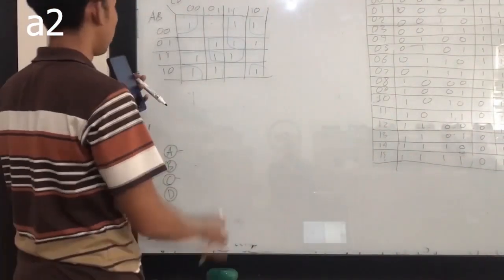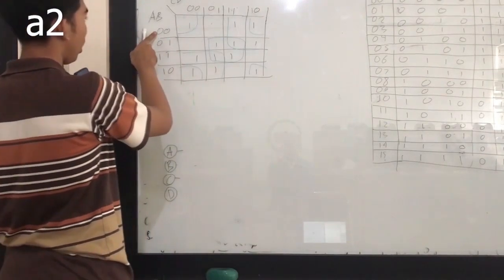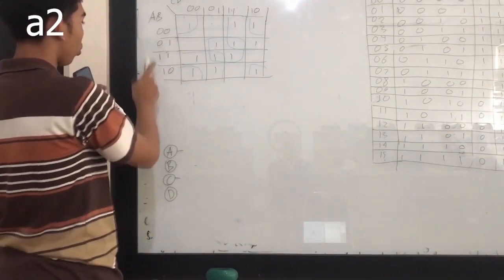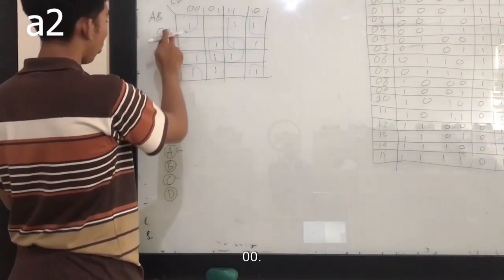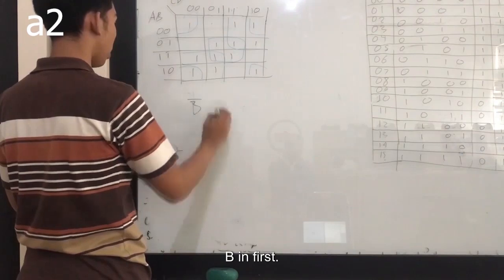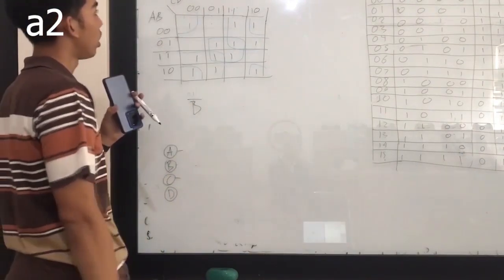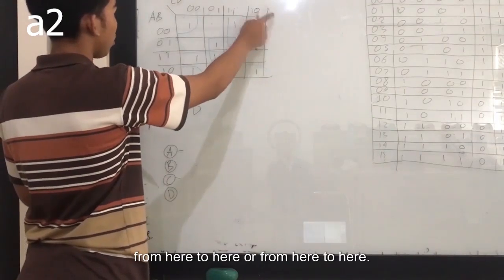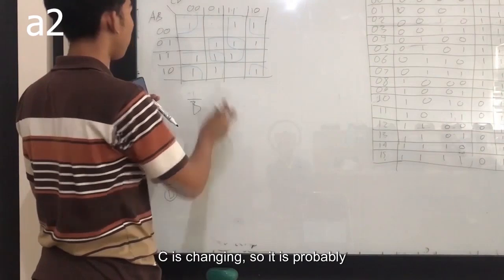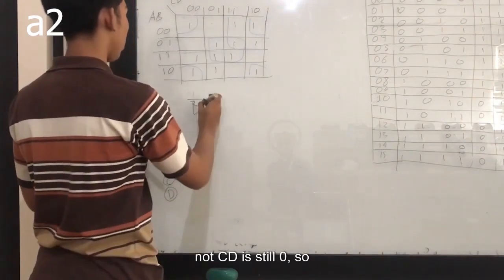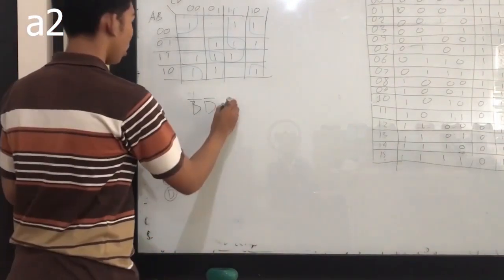Okay, now let's identify. The first one is A. A goes from 0 to 1, so there's probably not A. B, let's see, B is 0 0, so B is not changing, so B inverse in first. Okay, let's now move to CD. C from here to here, or from here to here, is changing, so there's probably not C. D is still 0, so B inverse, D inverse in first. Okay, that concludes our first group.